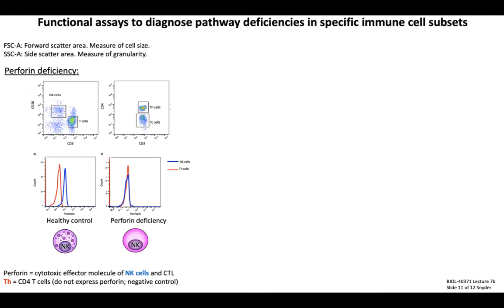You can see that in the healthy control sample, NK cells express perforin, as shown through this increased MFI of the blue peak, while helper T cells in the red curve do not. However, in the perforin deficiency patient, the histograms for perforin staining overlap between NK cells and helper T cells, and both are on the negative side of the histogram. Therefore, staining cytotoxic immune cell subsets such as NK cells for perforin is an important diagnostic tool for this form of primary immunodeficiency.